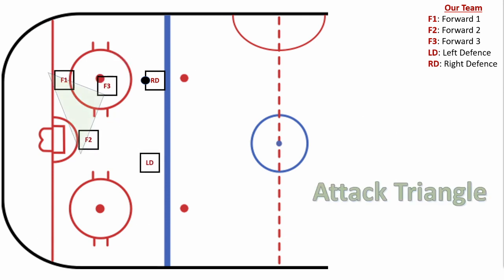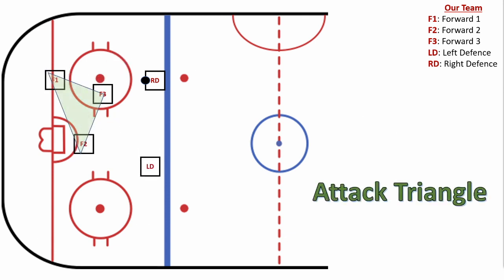Now this is where that attack triangle comes into play. So now the forwards have assumed that attack triangle position, and that gives that defenseman a ton of options. So let's look at those. The right D can pass to the left defenseman, who can take a nice shot to be tipped by that second forward.